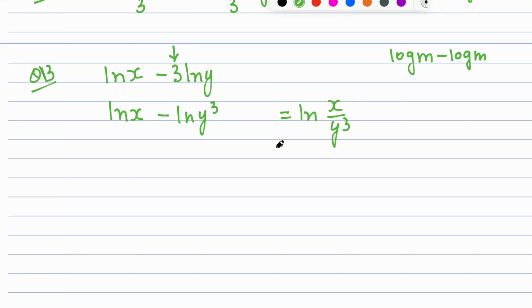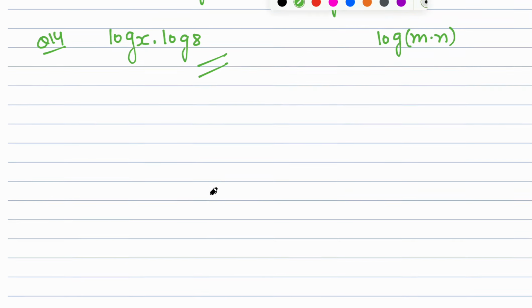Okay, now let's do some more. Can you solve this? Just a question, log of x times log of 8? No, because the property is log of m times n is equal to log of m plus log of n. It has a single log, but here log is with x as well as with 8. That means you cannot simplify it further. It cannot be simplified, right? Okay.